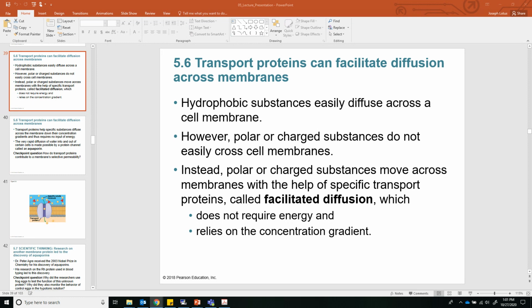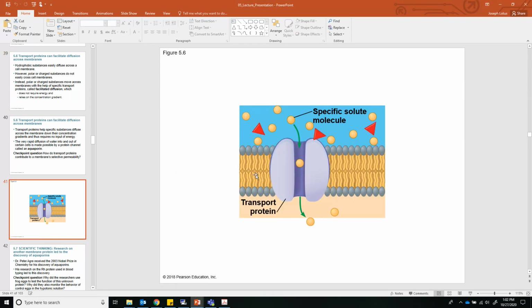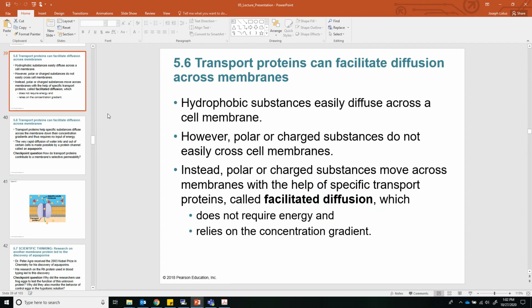Okay, so for example, if we're looking at something that's small and nonpolar, these types of things can easily diffuse across the membrane by themselves. But if we're looking at something that's polar, okay, polar molecules cannot cross through the cell membrane because the cell membrane has these large nonpolar regions. So polar molecules have a tough time going through this. I mean, they can, it's just hard. Okay, they can't go through very easily, especially if they're very polar, like ions. So instead, they have to go through a membrane protein and they have to do something called facilitated diffusion.